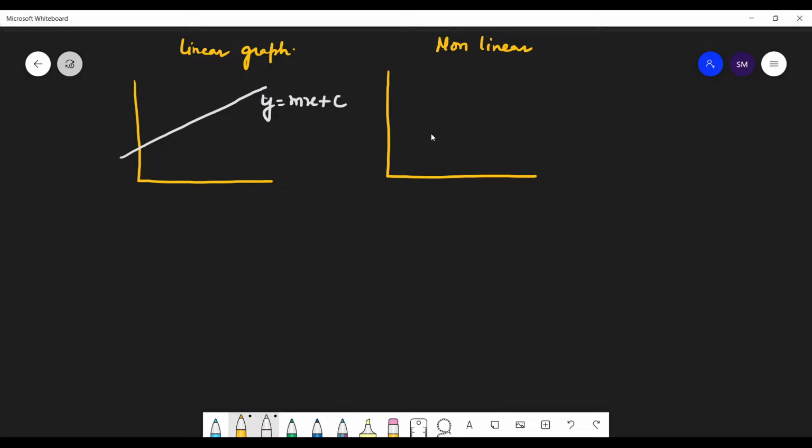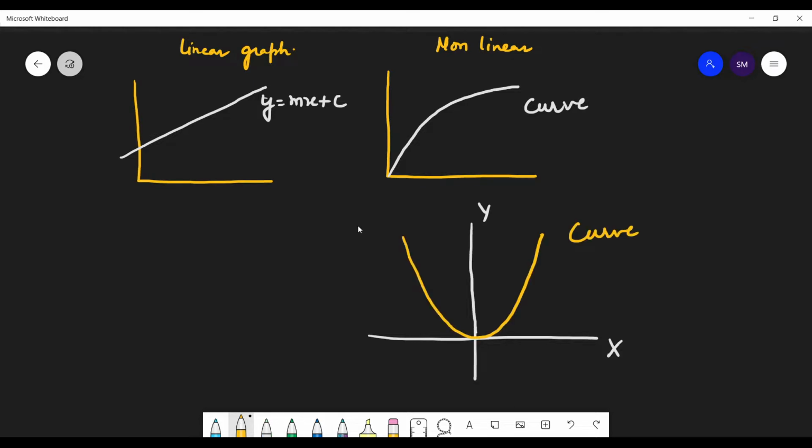And we did one example, like, okay, so that's a curve. This is a non-linear graph. And we did one example like this is x-axis, this is y-axis. We did one example of a particular which is non-linear, which is a curve. So the equation of this graph is y equals to x square.